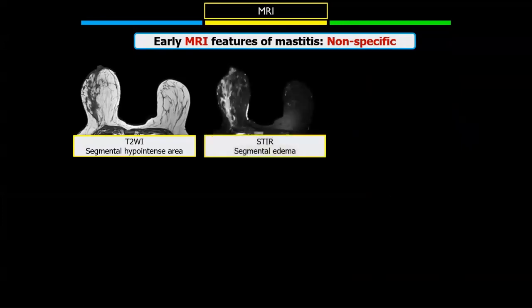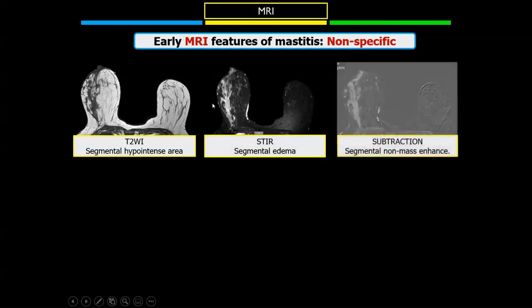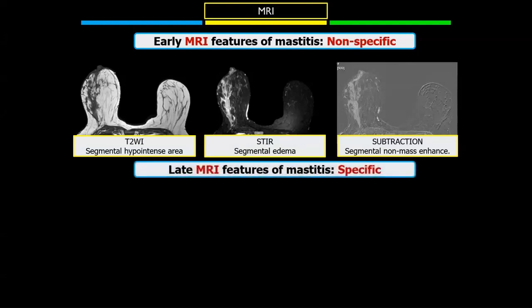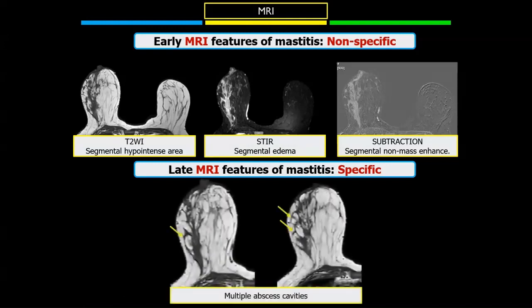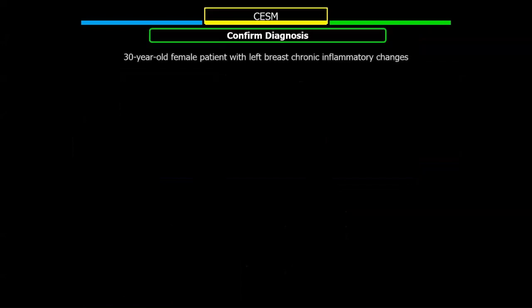On MRI, if we perform MRI early in the course of mastitis, we will again have a non-specific appearance because we will have, for example, a segmental hyperintense area on the T2 weighted image, which is usually associated with edema and is seen more on the STIR images. If we inject contrast, we will have segmental non-mass enhancement, and this appearance typically fits with a malignant diagnosis. But if MRI is performed late in the course of mastitis, we might find actual abscess cavities within this area, and this might help us to confirm that this is an infectious mastitis and not a malignant form of mastitis.